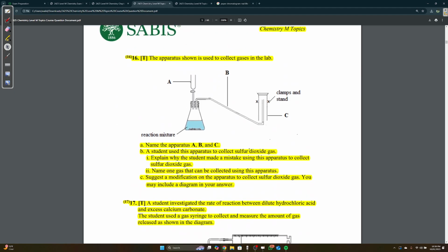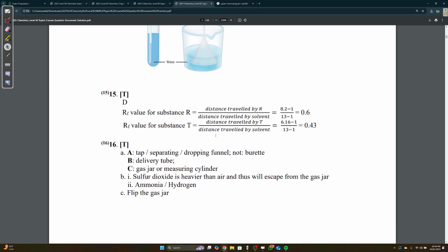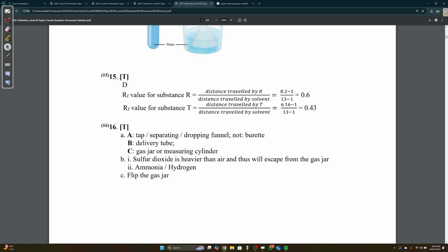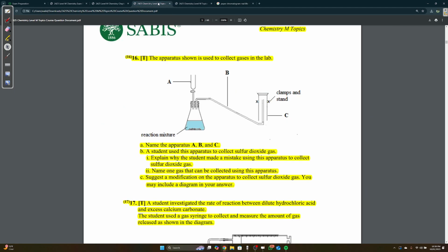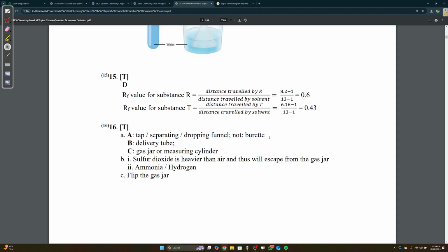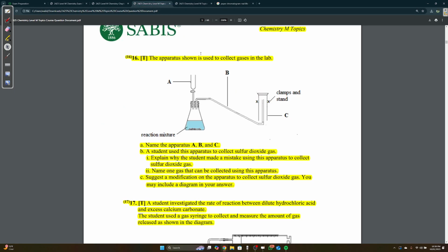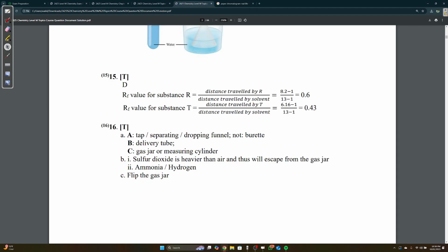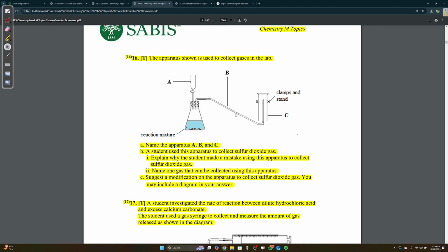The apparatus shown is used to collect gases. Name the apparatus A, B, and C. Obviously, I think A is, let's see, maybe syringe, I don't know. Okay, so it's a tap / separating / dropping funnel. So it's a funnel. Okay, it's a funnel dropping a gas in. But obviously it's not a burette because burette cannot deliver gases, guys. So this could just be a delivering funnel. That would be an easy one. Or no, not delivery, just say dropping funnel. Yeah, that would be correct, right?